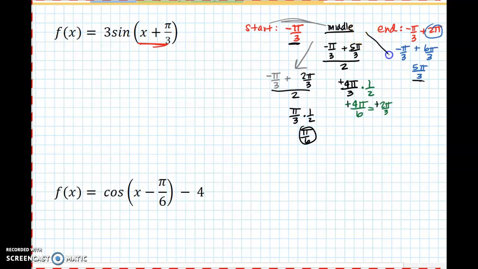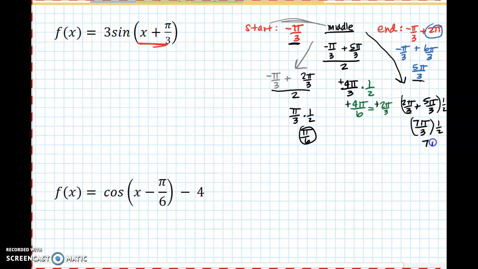And then to find the fifth number, we find the middle of the middle and the end. So we have 2 pi over 3 plus 5 pi over 3. And then we add them up. So 7 pi over 3. And then we have to divide that by 2 or multiply it by a half.